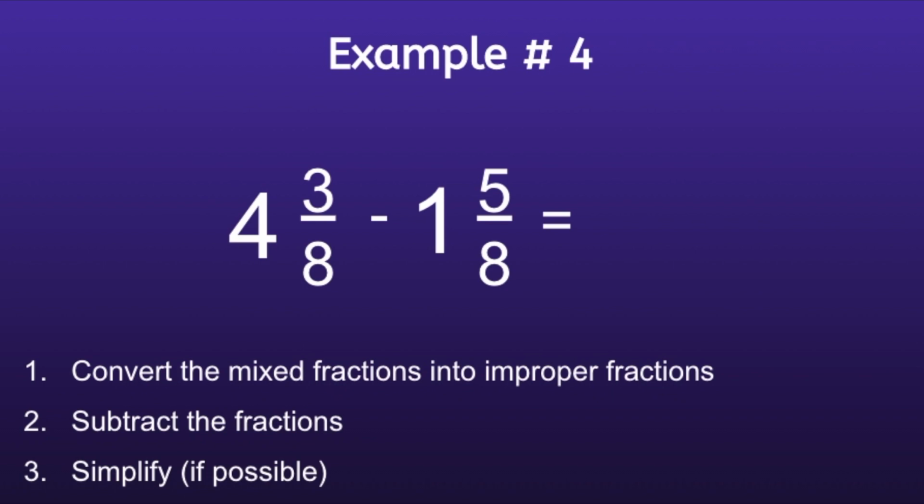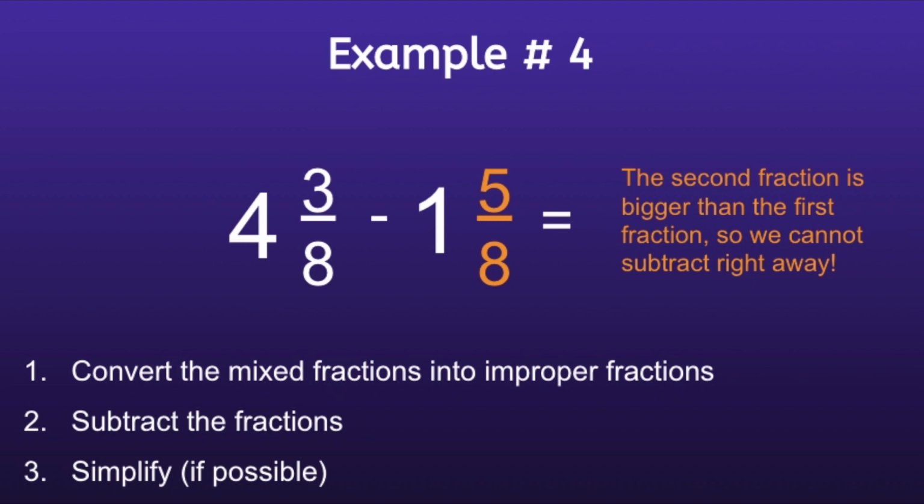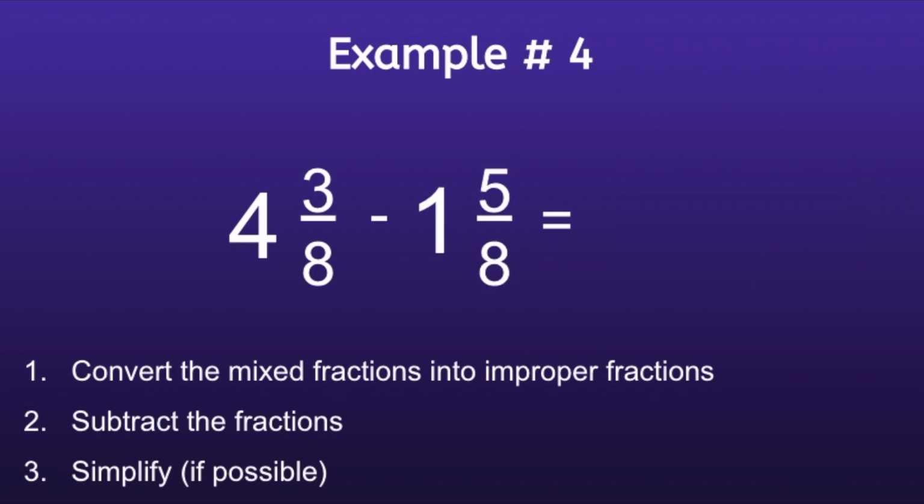Example 4. And there's something important I want us to notice about this example. And that is that the second fraction is bigger than the first fraction. So we cannot subtract right away. We need to instead move to step number 1, which is to convert the mixed fractions into improper fractions. And we can do this by multiplying the whole number by the denominator. 4 times 8 is equal to 32, and then adding the number in the numerator. 32 plus 3 is equal to 35. So 4 and 3/8 will become 35 over 8.